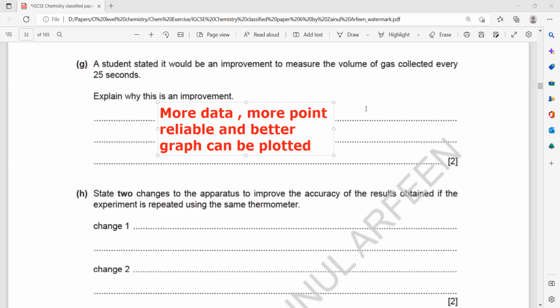A better graph can be plotted as we have more points, and more reliable results are there. If I have only 1, 2, 3 points, I can just make a sketch here. But if I have more points, I can easily work out what the actual trend will be. Is it clear, this one?